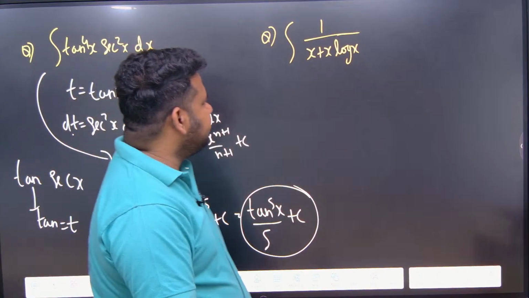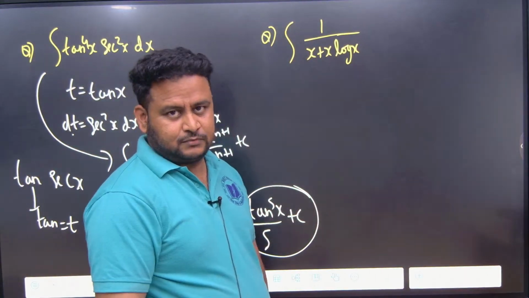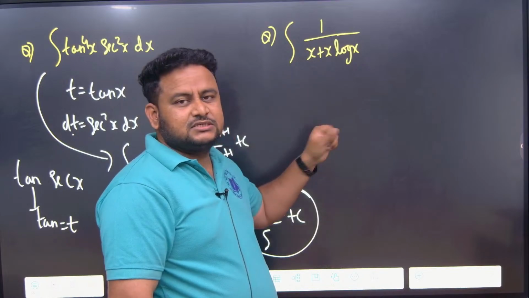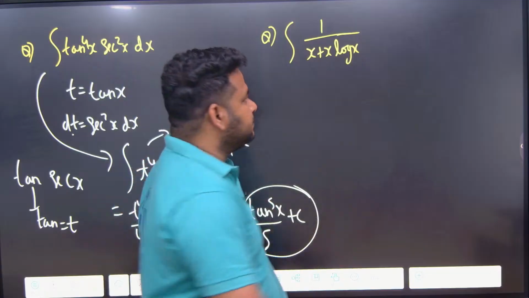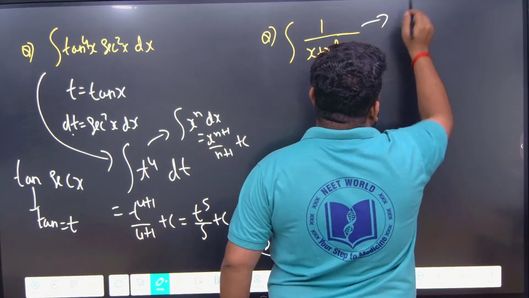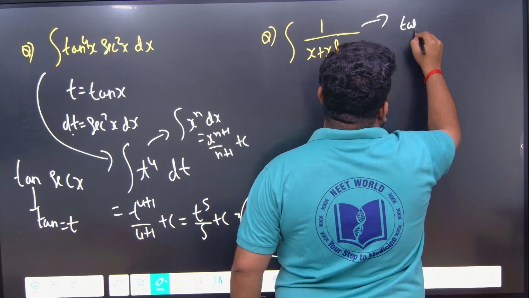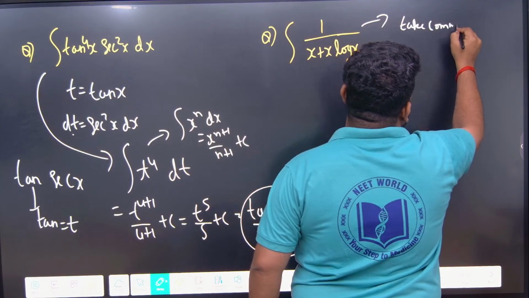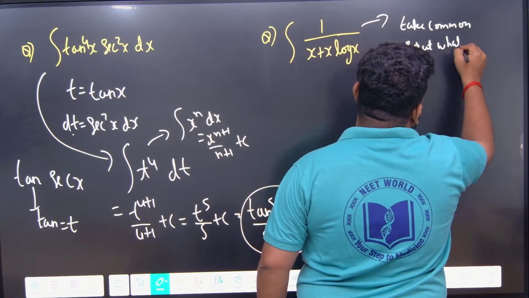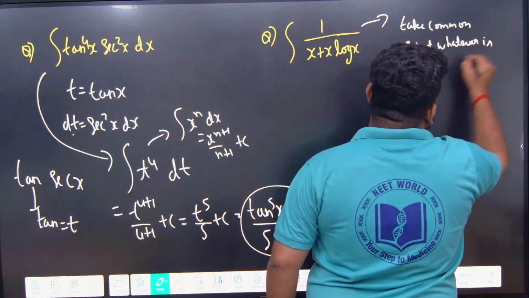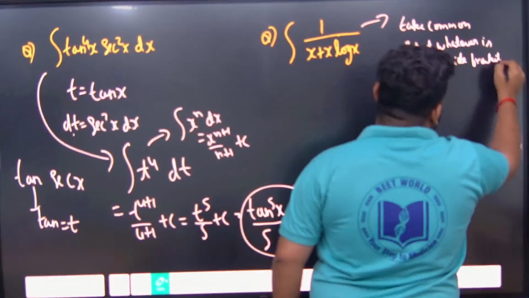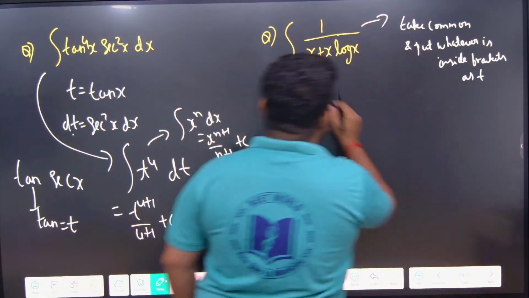Now look at this integral of 1 by x plus x log x. Directly you cannot integrate. So in such cases you can see whether you can take something common. The third point I am talking about when it comes to integration by substitution: take common and put whatever is inside the bracket as t.